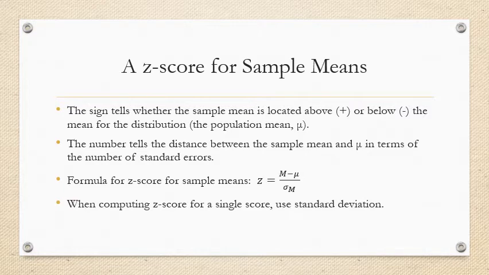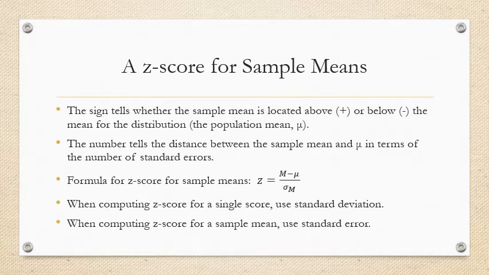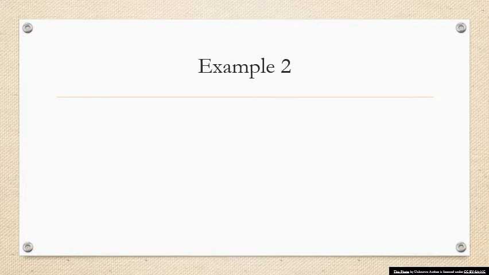So when you're computing a z-score for a single score, we use standard deviation in the z equation. When we're computing a z-score for a sample mean, we use standard error in the equation. So let's look at another example.